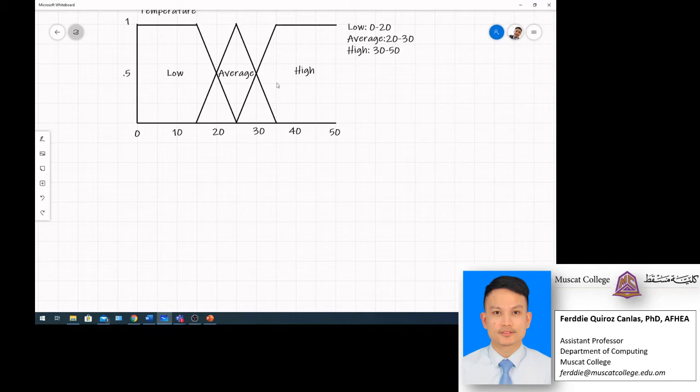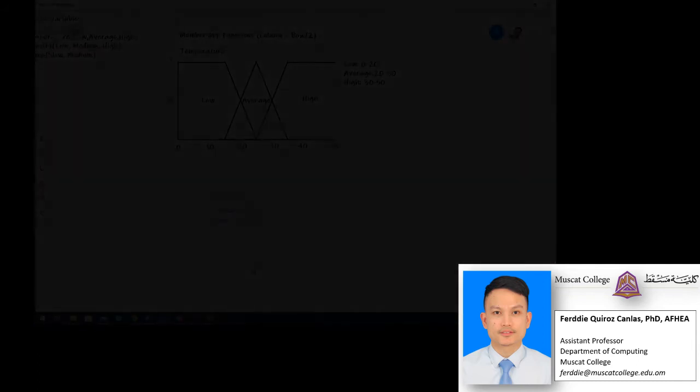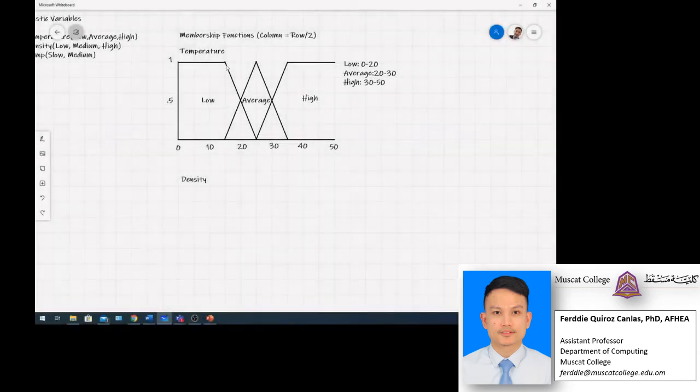Okay? So this is for the temperature. We can now proceed for the density. Let me write it in here. So please remember, let me repeat it again. When you draw this, my friends, the size of this should be 1/2 of this, okay? So if this is 10 blocks, this one should be 5 blocks. Please remember that format, okay?